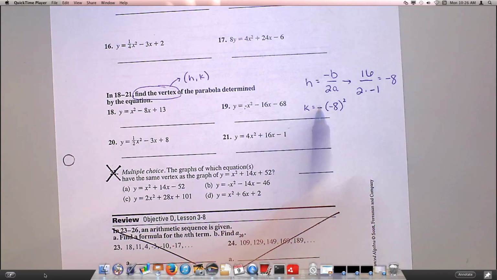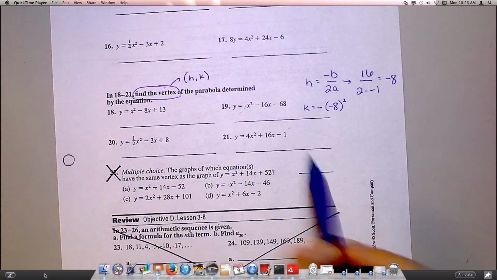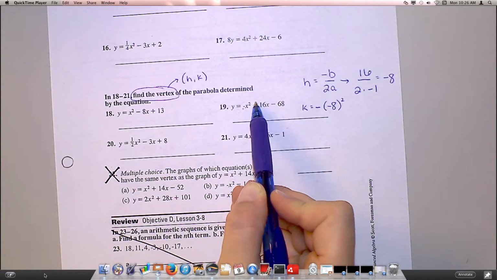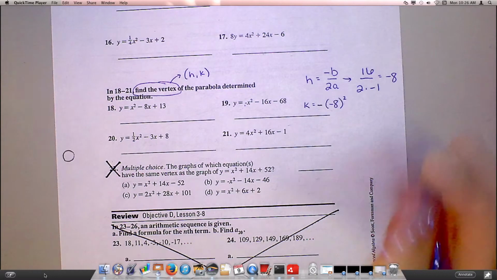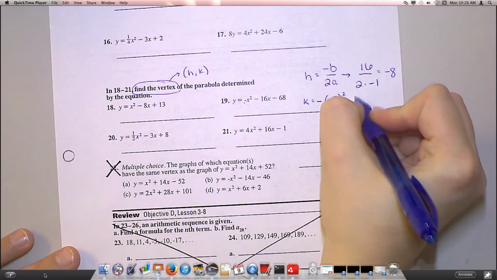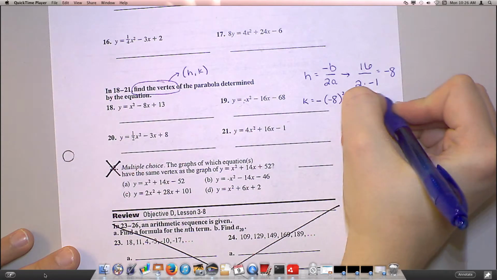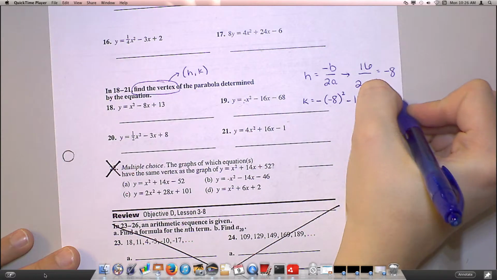64, and then this negative sign would make that 64 negative. Okay? So what this is really saying is take whatever number you get for x and square it, and then make that number negative. Okay? So minus 16x, or minus 16 times negative 8, minus 68.